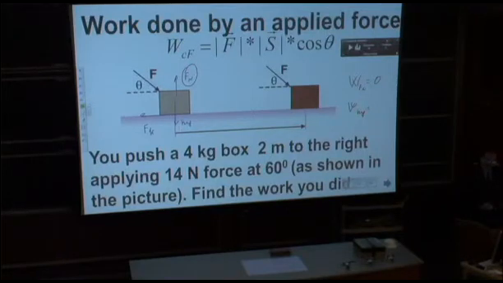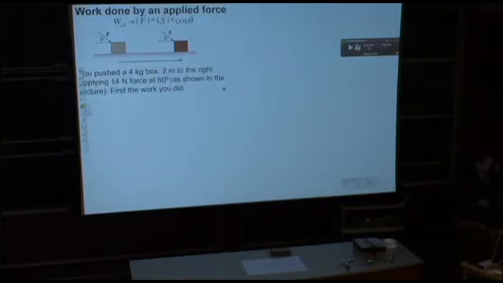In general, it can be anything, but if the height doesn't change, the work done by gravity also equals 0. Now, in this situation, only 2 forces do some work. Friction does negative work, and the applied force does positive work. And this question is about calculating the work done by the applied force.